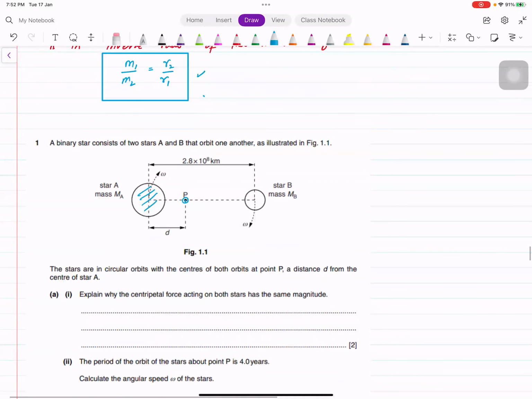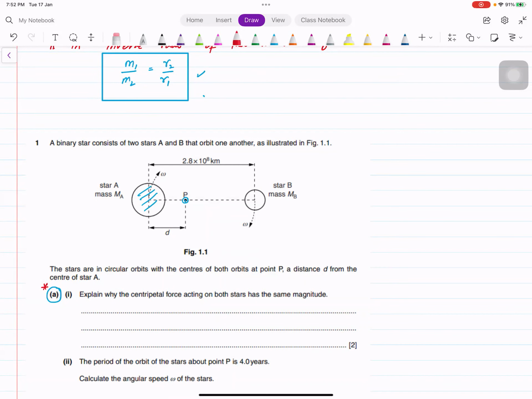Now, coming to this very important question. It says, explain why the centripetal force acting on both stars has the same magnitude. Now, this is actually not related to the gravitational field. It is related to something else. Can you please tell me why both stars will have the same force? Newton's third law, maybe? Very good.